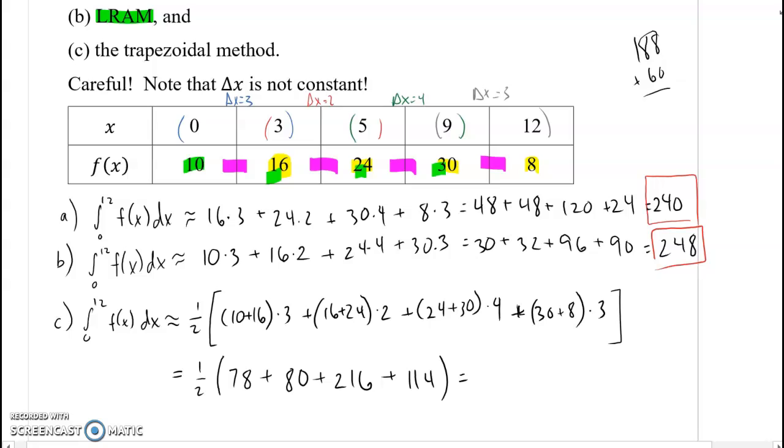I got tired of doing this all in my head, so I paused the video and I pulled out a calculator to figure out that when you added those up, you get 488. And half of 488, I can do that without a calculator, is 244. And you might notice a relationship between these three answers now, and I'll let you think about that.